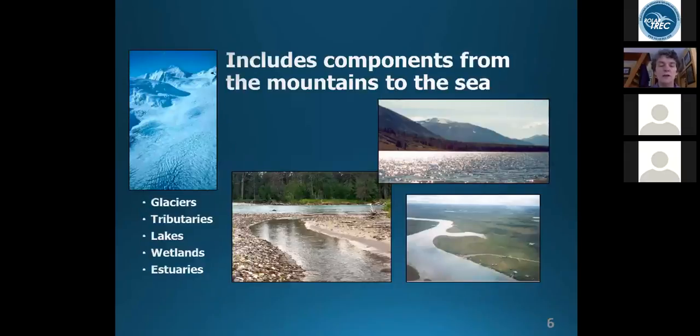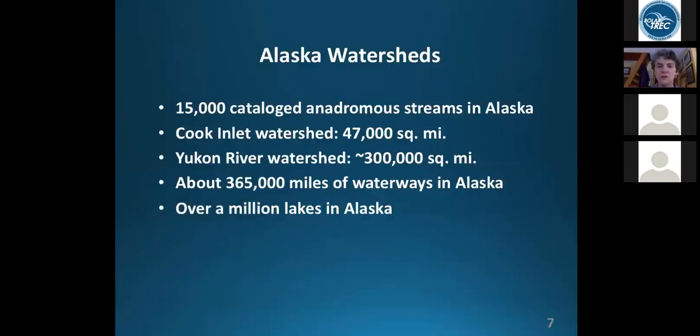So watersheds can be quite varied. A lot of them, the source is glaciers or snowpack, but all components of the watershed include tributaries, the large mainstem streams, the smaller feeder streams, lakes, wetlands, and then all the way down to the estuaries where rivers and wetlands meet the sea.